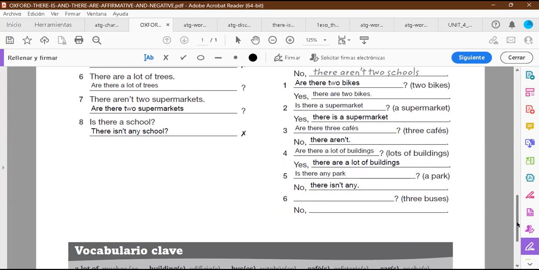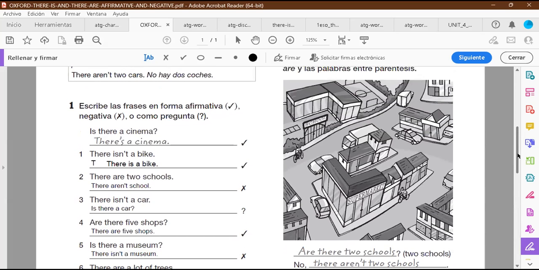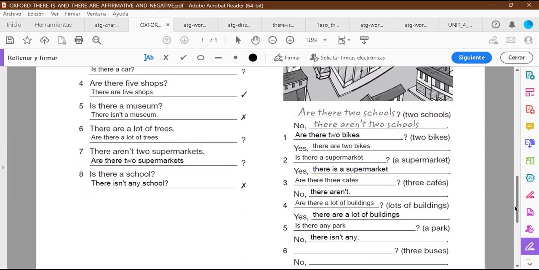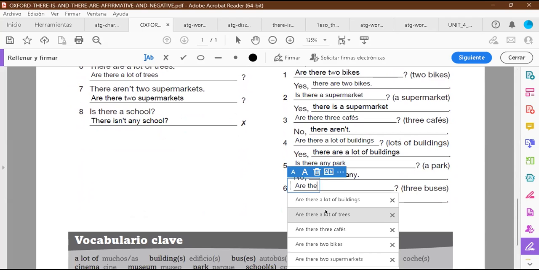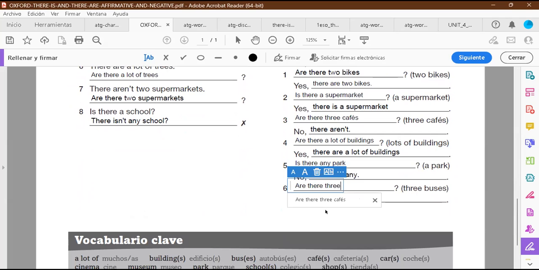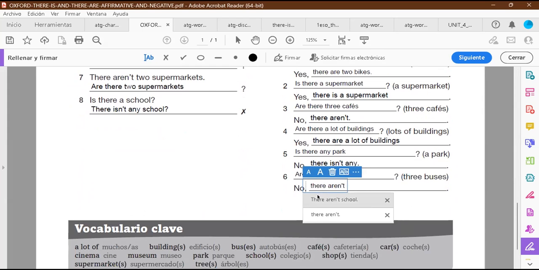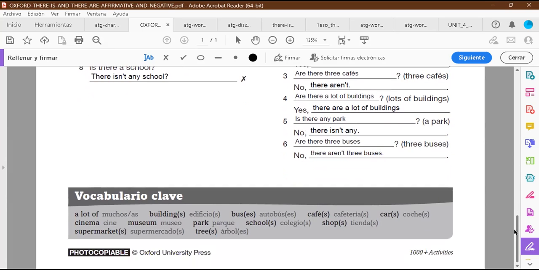Okay, three buses. So can you see three buses? No, right. Okay. Question. Are there three buses? No, there aren't. Okay. So there are a lot of cars, right? But not buses.